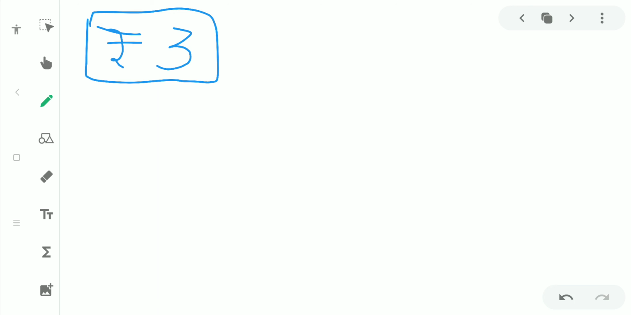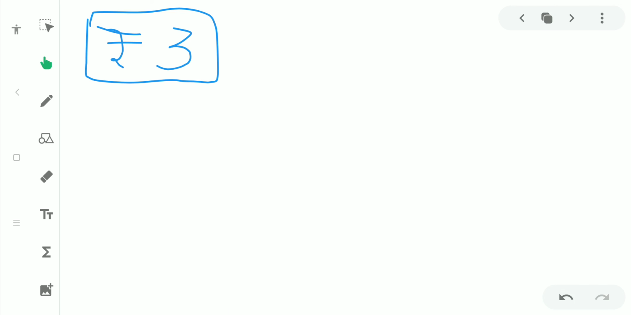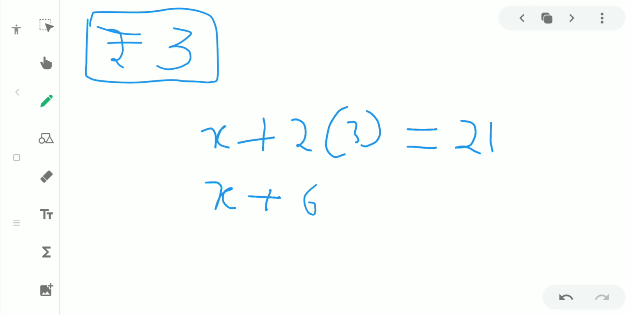Now to find x, that is the fixed charge for 3 days, we take the equation x plus 2y is equal to 21. x plus 2 into 3, because the y value is 3, we got it by solving, is equal to 21. x plus 6 is equal to 21. Our x is equal to rupees 15.